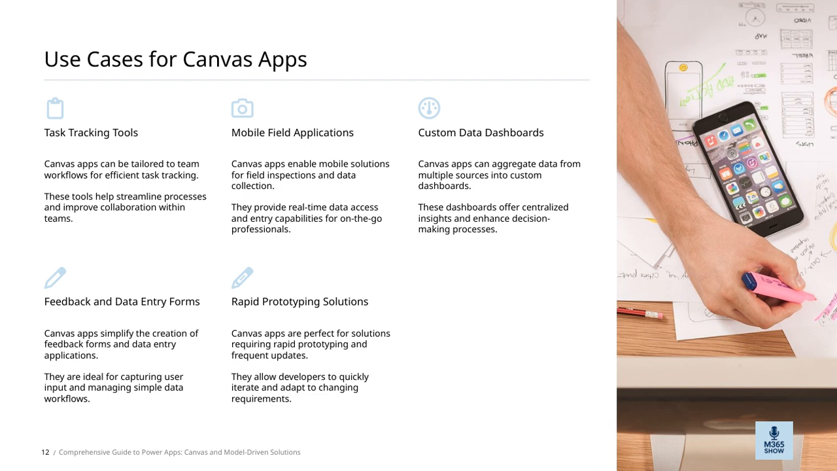Canvas apps also excel in mobile scenarios, such as field inspections or data collection on the go. They provide real-time access to data and allow users to input information directly from their mobile devices, which is crucial for field workers. Finally, they can be tailored to support team workflows, helping with task tracking and process streamlining. This not only boosts efficiency, but also fosters better collaboration within teams.